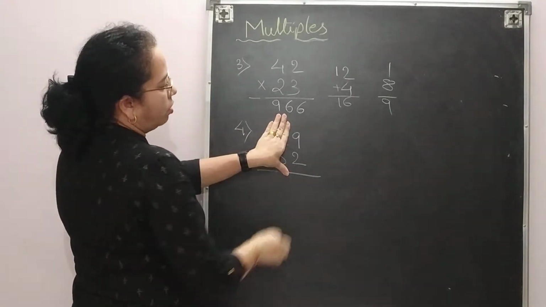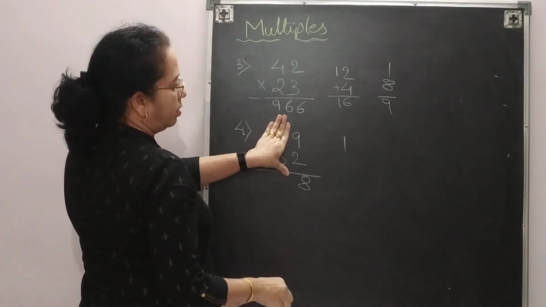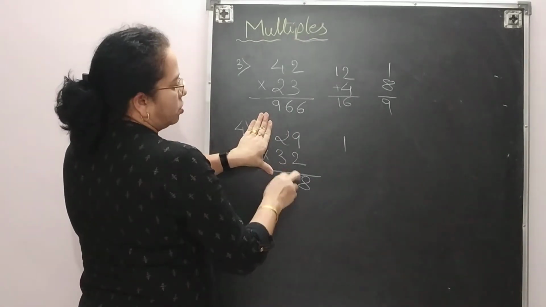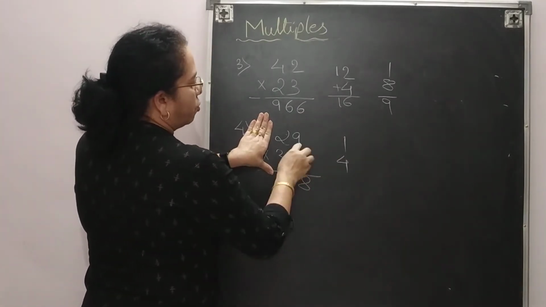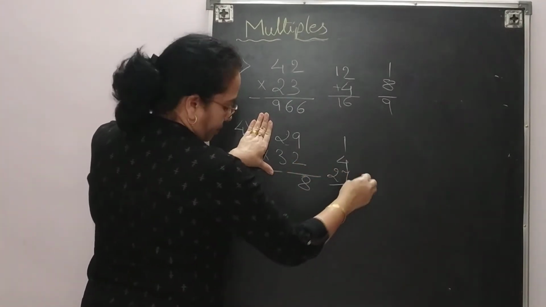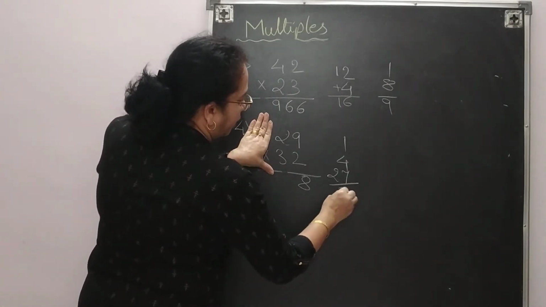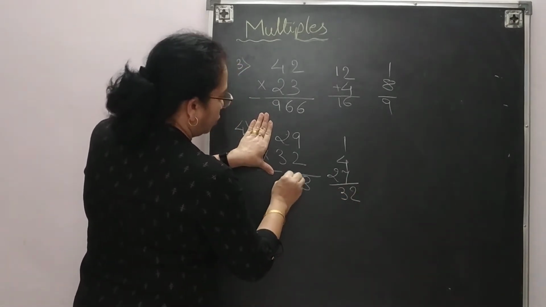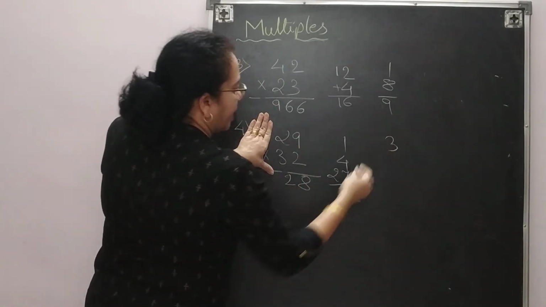So open only unit place digit number. 9 2s are 18. Carry over 1. Open your next digit also. Since two numbers are there, do cross multiplication. 2 2s are 4. 9 3s are 27. Add all the three numbers. This will give you 32. So 2 write down here and 3 will be carry over.